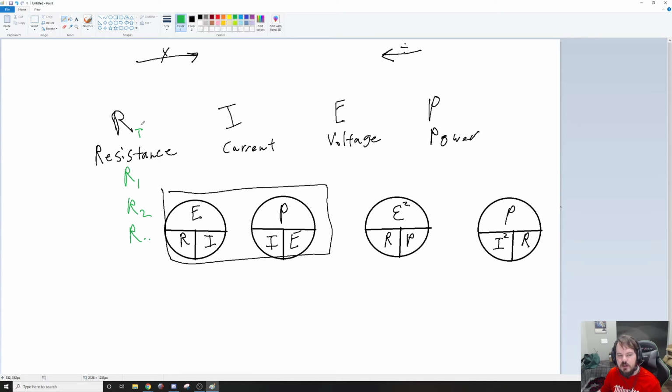We've covered how to go across on this chart. If you're going up and down, resistance in series adds up. Current in series stays the same because it doesn't have anywhere else to go. Voltage in series adds up. And power in series adds up to your total. So that's how you combine everything.